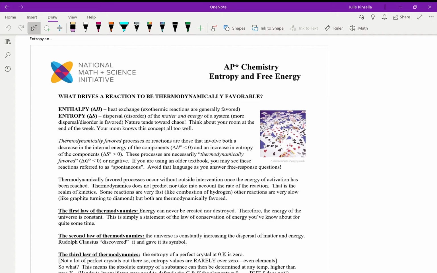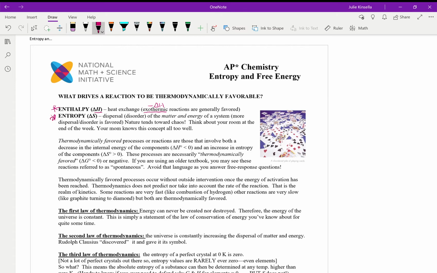So what drives a reaction to be thermodynamically favorable? We used to refer to this as being spontaneous, that would happen on its own, not necessarily fast, but that would be able to occur on its own. Now, really the phrase that we want to focus in on is, will it be thermodynamically favorable? Two big factors play into this. The first is enthalpy, delta H, which we talked about before, that has to do with your heat exchange. Exothermic reactions are generally favored, and you remember that that represents a negative delta H value.